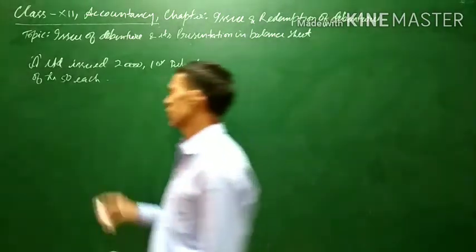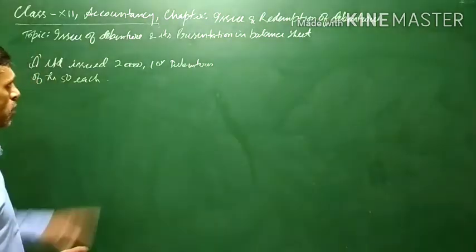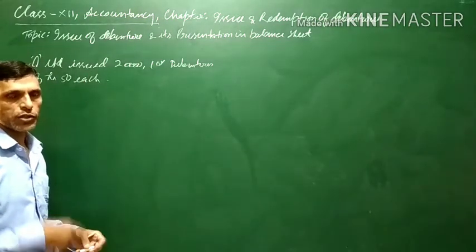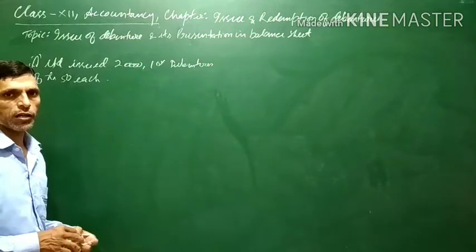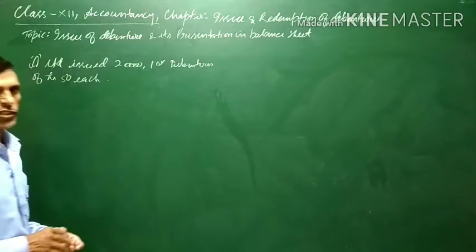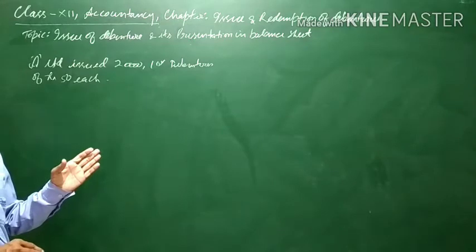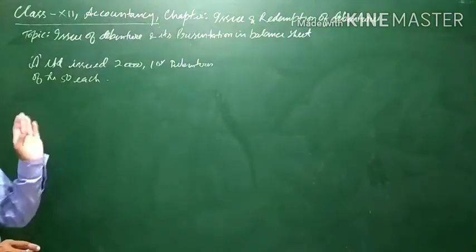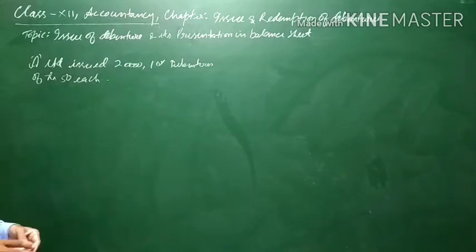Now, as you know, the journal entries with regard to issue of debenture and issue of shares are almost similar. There are a few differences, except that the share issue money is transferred to share capital, and debenture money is transferred into debenture account. This is the basic difference.